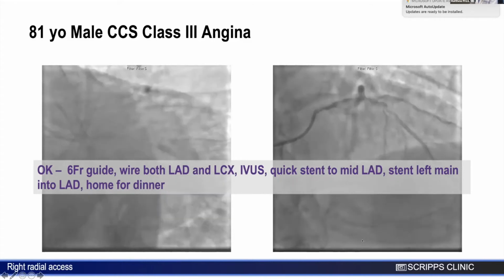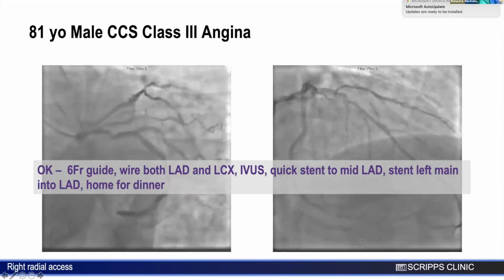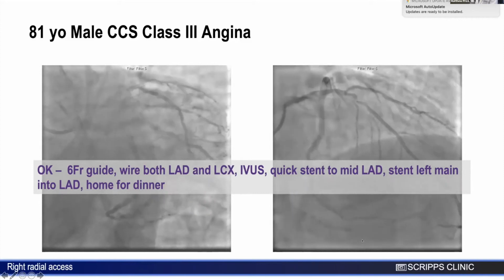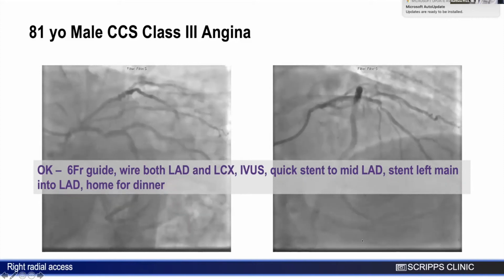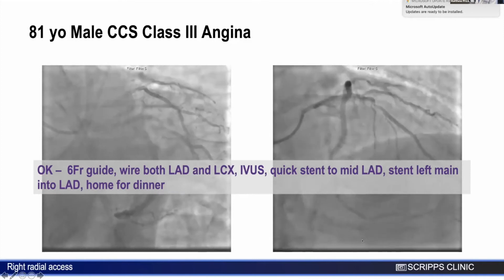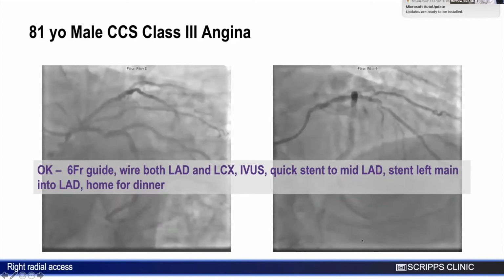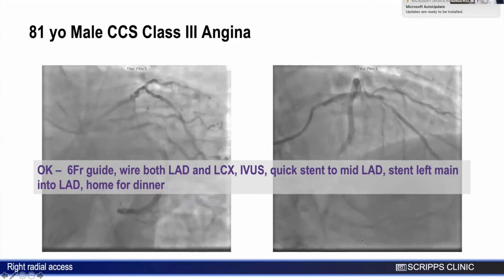All right. Nothing with the circ. You wouldn't do the circ first? I'm going to IVUS it and see what it's all about. I'm suspicious about the circ, but let's get more information.